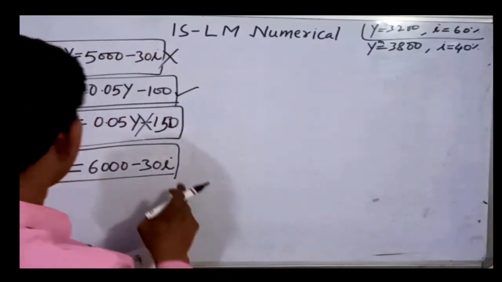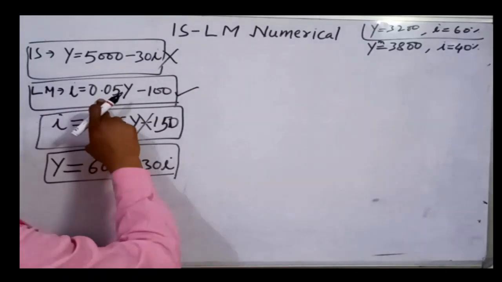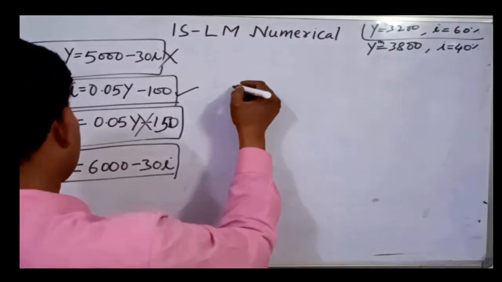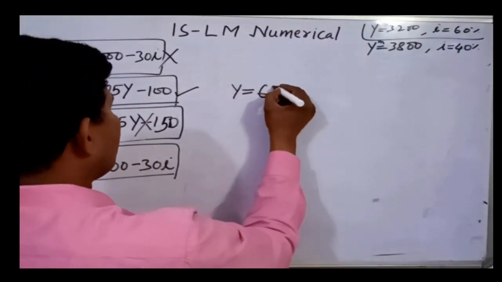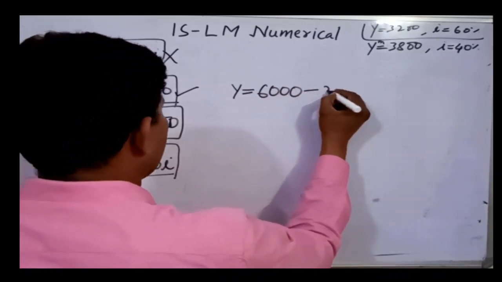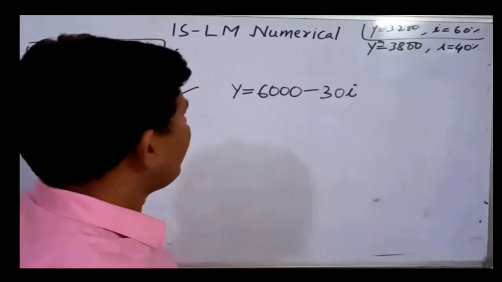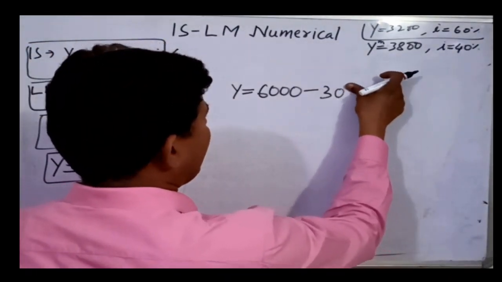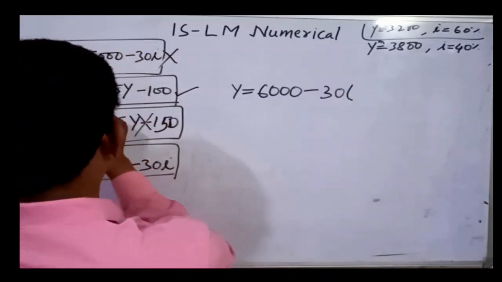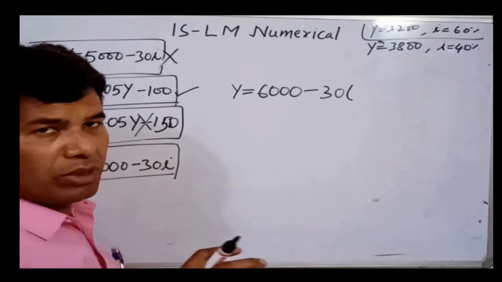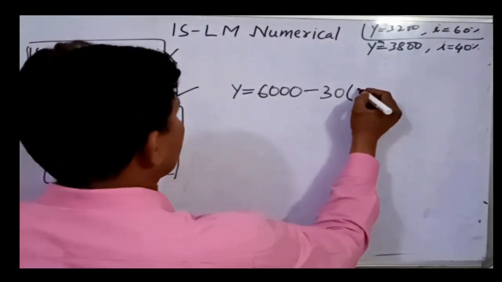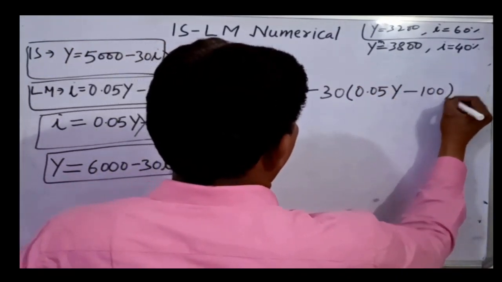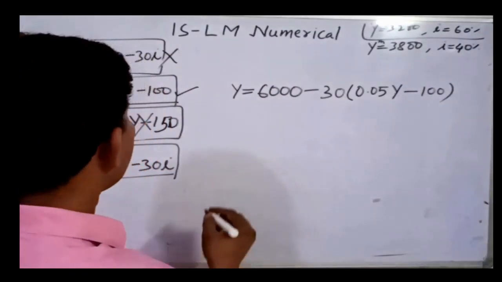Very simple. We have been doing this: just substitute the value of interest rate from the LM equation into the new IS equation. So what do we get? We get y is equal to 6000 minus 30i. Here I can write the value of i from the relevant LM equation. So it is 0.05y minus 100, right? Now what do I get?